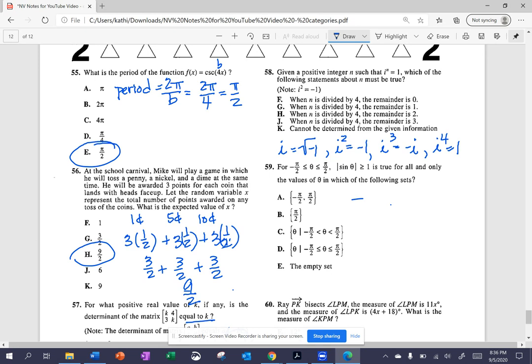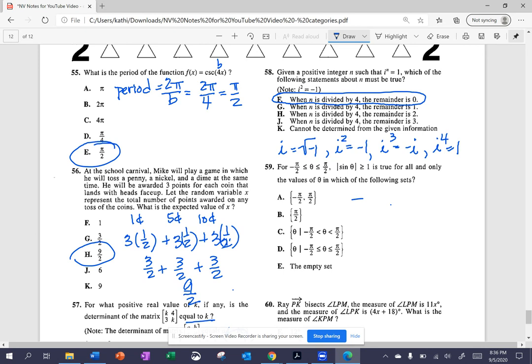So when I'm working these out, given that I have a positive integer such that i to the nth is 1, which of the following statements must be true? So when I divide n by 4, the remainder is 0.